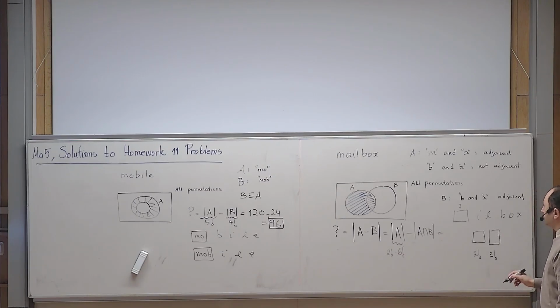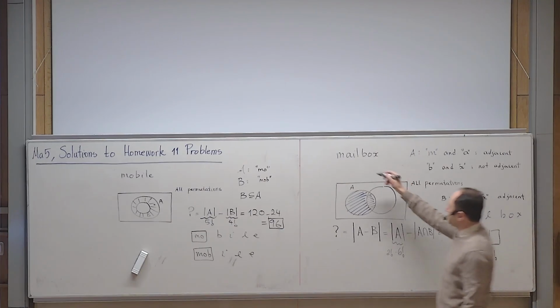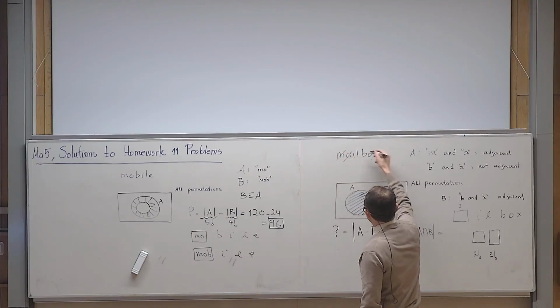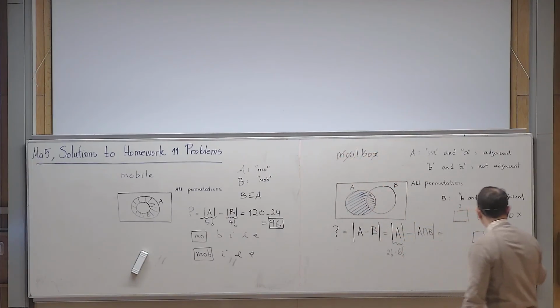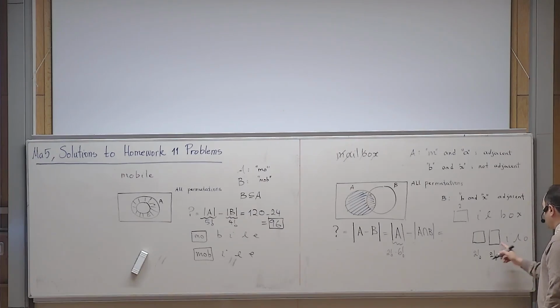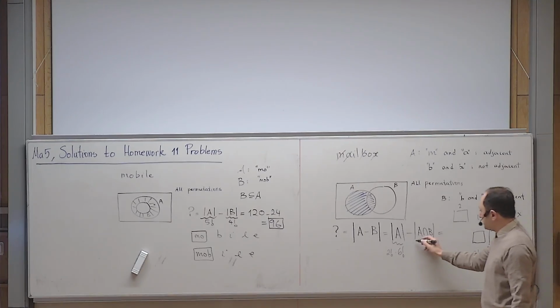So what are the letters left for me? M and A are used. B and X are also used. I, L, O. So how many objects do I have in total? 1, 2, 3, 4, 5 objects. So the answer to this part becomes what?